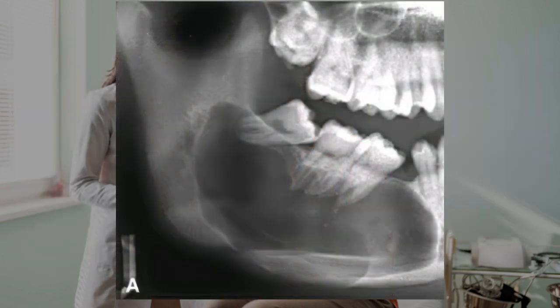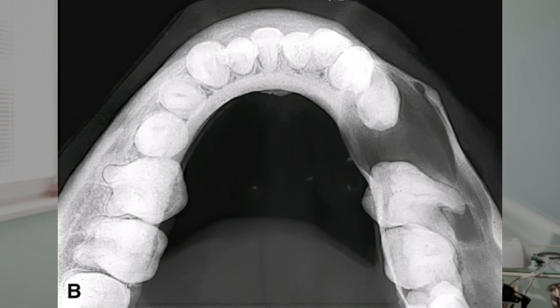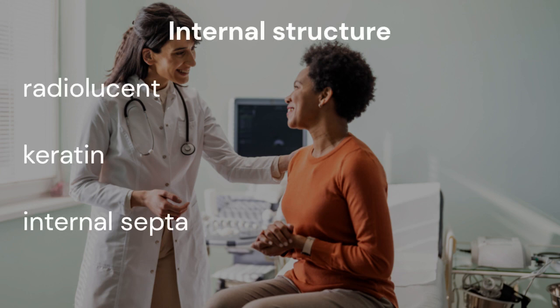This picture shows a large odontogenic keratocyst occupying most of the right body and ramus of the mandible. Despite the cyst's large size, the buccal and lingual surfaces of the mandible have been expanded only slightly, as can be seen in the occlusal image. This multi-detector computed tomography image shows a lack of expansion of the mandible and the cyst scalloping between the roots of the teeth. The internal structure is most commonly radiolucent. The presence of internal keratin does not increase the radiopacity. In some cases, curved internal septa may be present, giving the lesion a multilocular appearance.